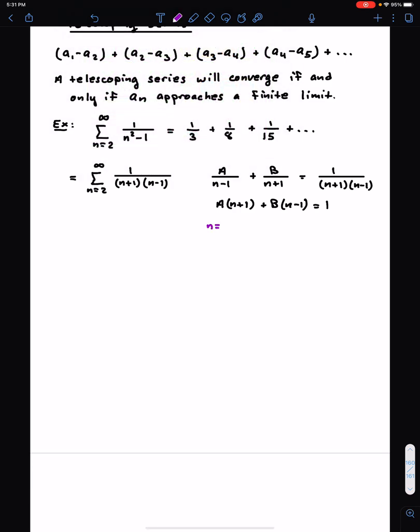If n is negative 1, then I get negative 2b is 1, so b is negative 1/2.